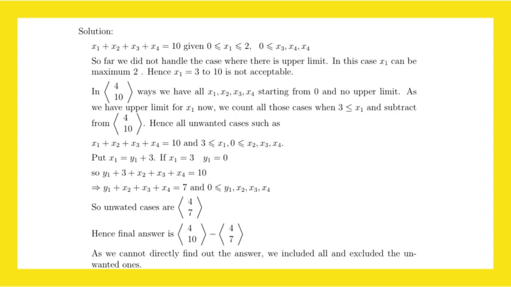Put x1 is equal to y1 plus 3. So if x1 is 3, y1 will be 0 and so on. Therefore, our new problem becomes y1 plus x2 plus x3 plus x4 is equal to 7. And now 0 is less than equal to y1, x2, x3 and x4. This is our standard problem. So we have calculated the unwanted cases, which are 4 elbow 7, which need to be subtracted from the original answer. If there was no upper limit for A, the answer would have been 4 elbow 10. So the final answer will be 4 elbow 10 minus 4 elbow 7.